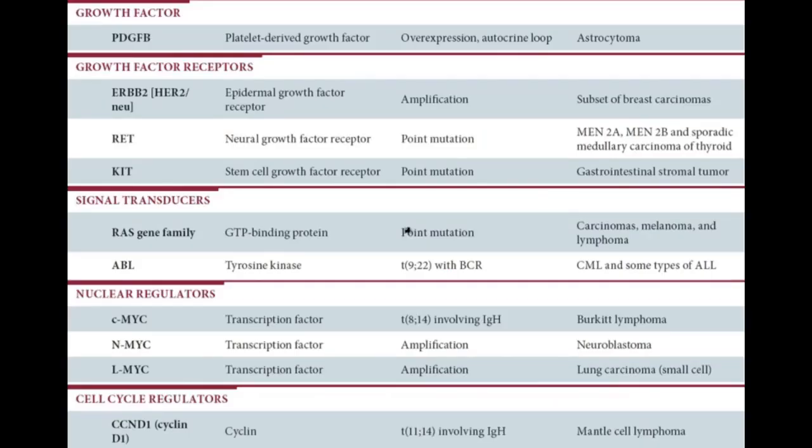All right, so that's pretty much what I would like to say about nuclear regulators, and I'm going to rediscuss Burkitt's lymphoma when we do the white blood cell lecture. Okay, so now let's go to the final group of oncogenes, the cell cycle regulators. It's important to note that the cell cycle regulators are proteins that assist movement through the cell cycle.